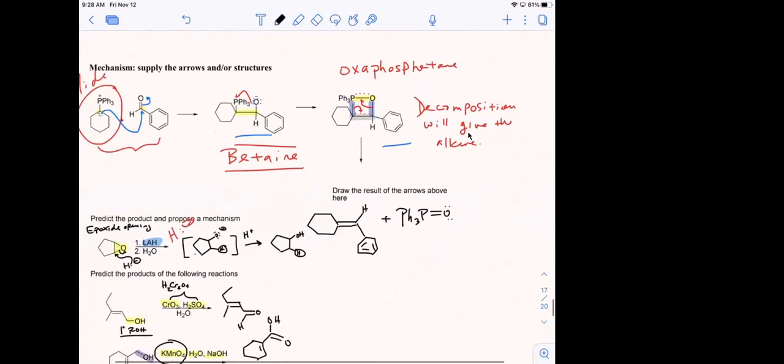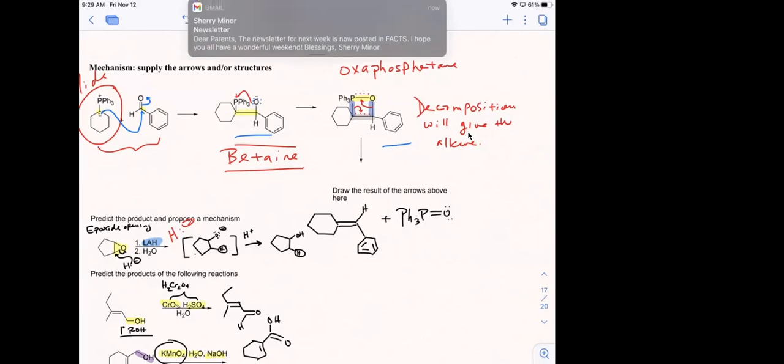Right, so that's the Wittig mechanism. You go from attack of your ylide on your aldehyde, and then you end up at the oxaphosphetane, which is the 4-membered ring, and then that just decomposes. You break the C-O sigma bond and the C-P sigma bond, and those electrons are used to make your pi bonds. You need a pi bond between phosphorus and oxygen, and you also need a pi bond between the two carbons.